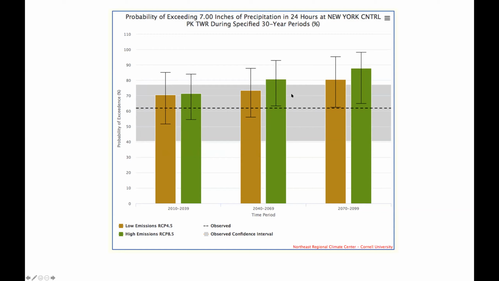So really it's not until maybe mid-century, looking at a higher emission scenario, that we expect the probability of exceeding 7 inches in a 30-year period to be significantly above what might have been seen in the historical period. And then by the end of the century, whether we do low emissions or high emissions, those values exceed what might be expected in the base historical period. So I will pass the baton to Eric.